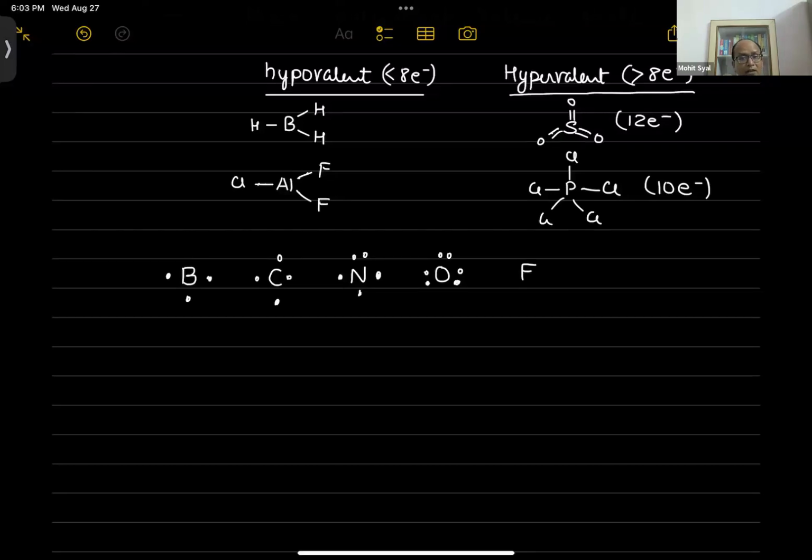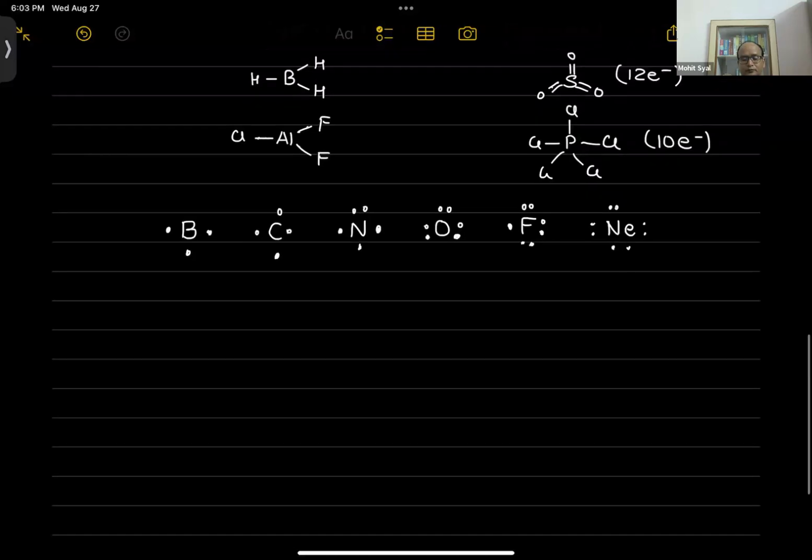Fluorine, atomic number 9, has 7 valence electrons. And neon has a complete octet. So atoms combine with each other so that they can help each other to complete their octet.